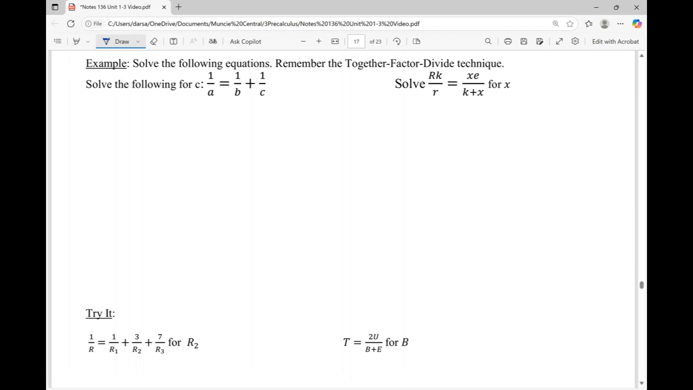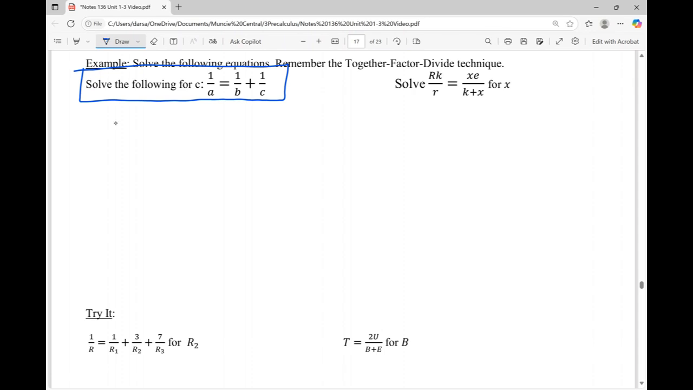Let's look at another literal equation. So remember, literal equations are where we have mostly variables and we're wanting to solve for a particular variable. This particular equation, 1 over a equals 1 over b plus 1 over c, comes up a lot, and it involves quite a few little tricks. So let's look at it from a mathematical perspective. What we want to do is solve for c.